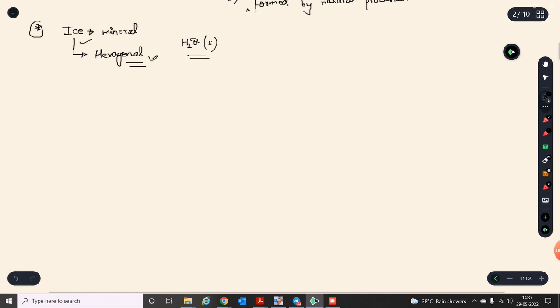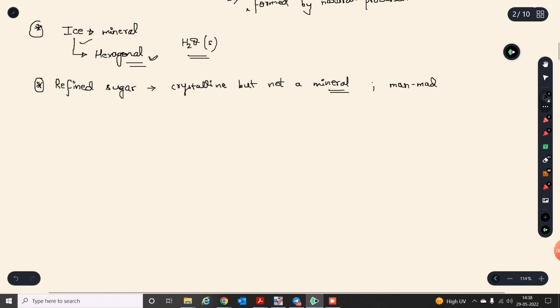Okay. Then we have refined sugar. You may have options or questions based on these. Refined sugar is basically crystalline, but it is not a mineral because it is again man-made. Okay, it is crystalline, but not a mineral because it is man-made.